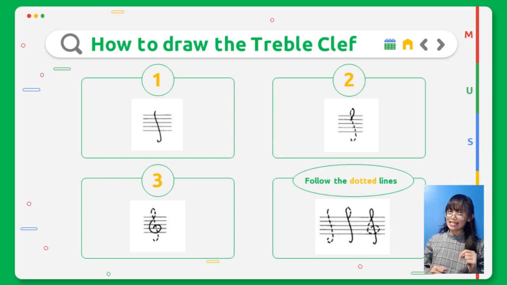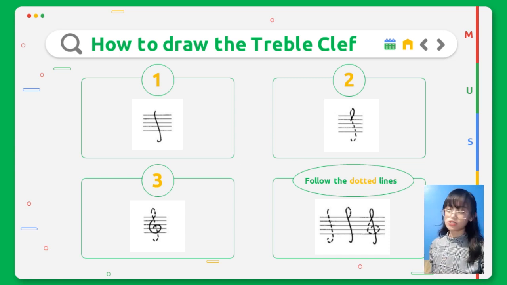Alright. Again, from the start, you're going to draw the line and the tail, then up the top, add the top loop, then the bottom loop, then you're done. Okay, as you can see here on the last box, you can know how to draw the treble clef by following the dotted line. So, if you have a pencil and a paper with you, try drawing the treble clef using these steps.